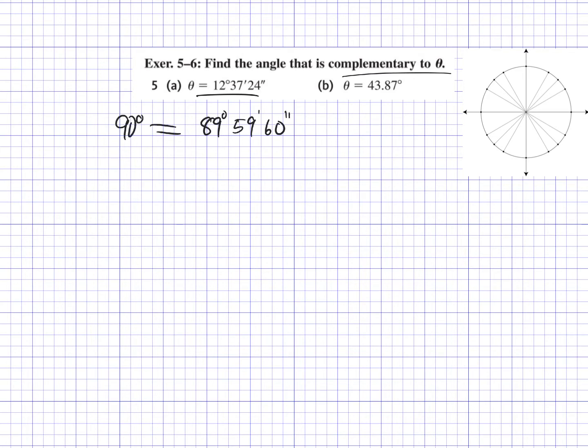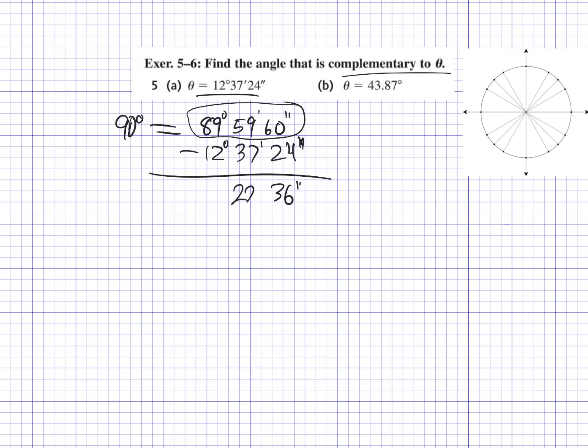Okay, so if we take this 90 degrees written in terms of minutes and seconds, and we subtract the 12 degrees, 37 minutes, and 24 seconds, we'll get the complementary angle. So this is the part you should need to remember for minutes and seconds. Okay, so 60 minus 24 is 36 seconds, and then 59 minus 37 is 22 minutes, and 89 minus 12 is 77 degrees. So 77 degrees, 22 minutes, and 36 seconds.